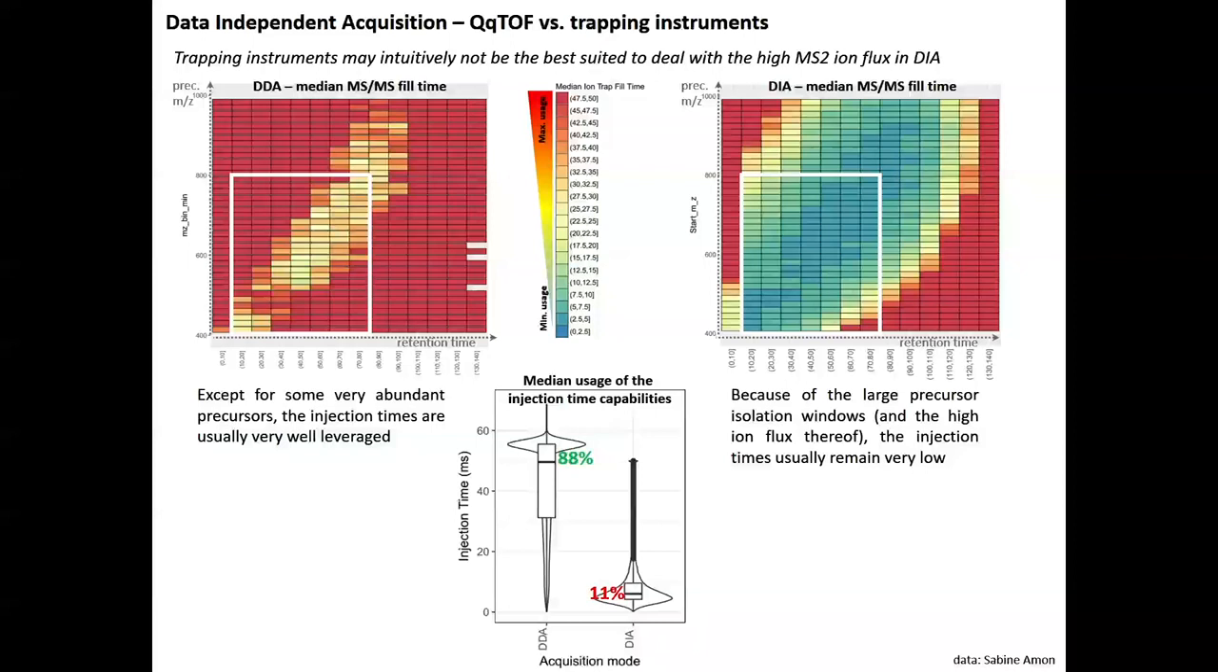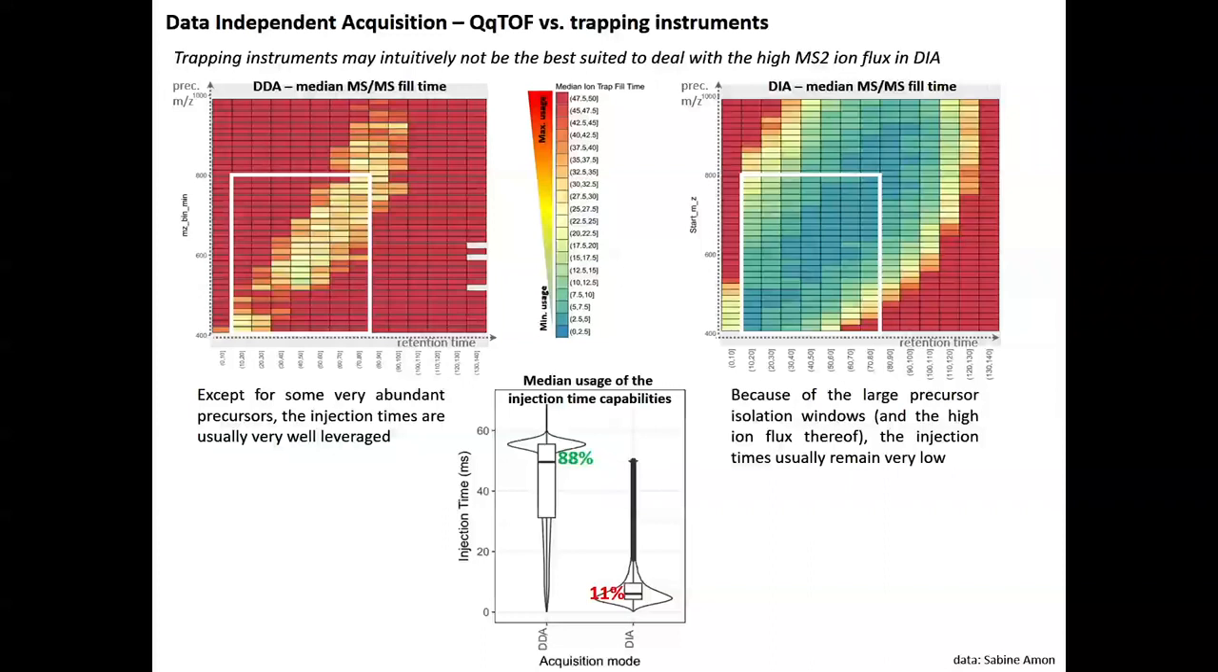The ion flux is so large, with such a large isolation window, that you reach your ion trap capacity within 2 milliseconds. The problem is that once you reach the ion capacity in 2 milliseconds, you still need to wait for the Orbitrap for 54 milliseconds to scan. So during this time, the machine does nothing. It's just waiting and wasting the ion beam during this time. And this is basically what you see: in that space of mass and retention time, you use 11% of the trapping capacity of your instrument.